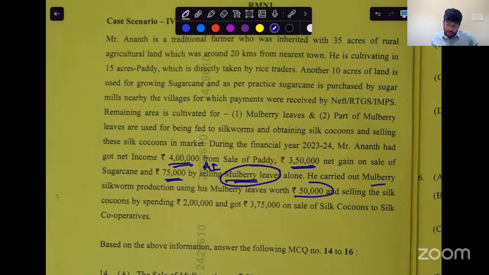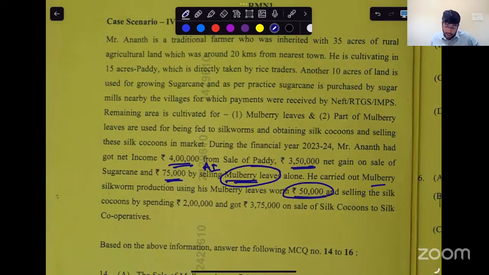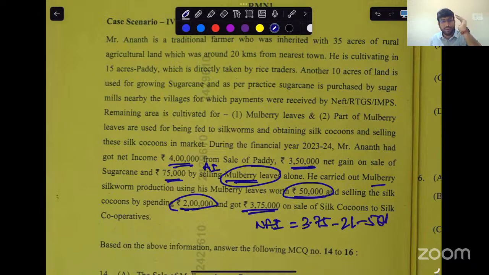So for the first bit, my dear friends, the answer will be option D because net income from sale of silk cocoons amounting to 1,25,000 will not be agricultural income and will be taxed as business income or IFOS. That is the perfect suitable option.